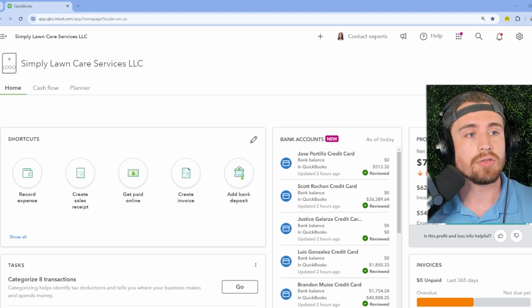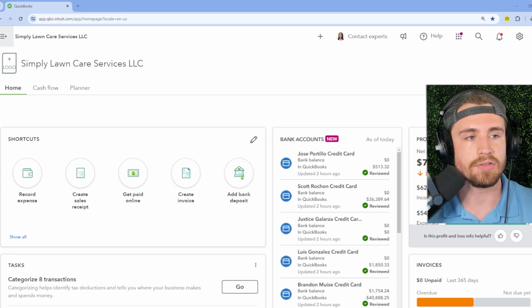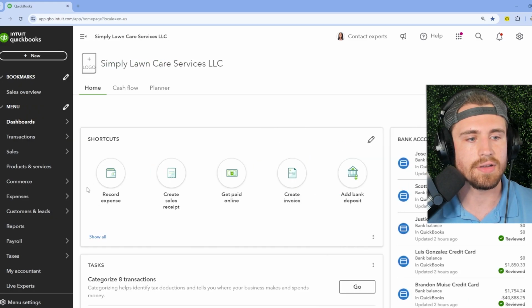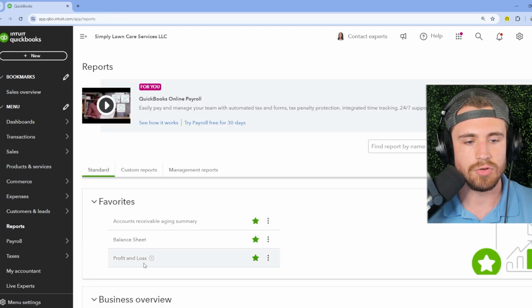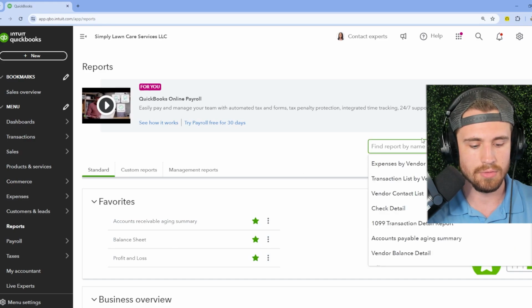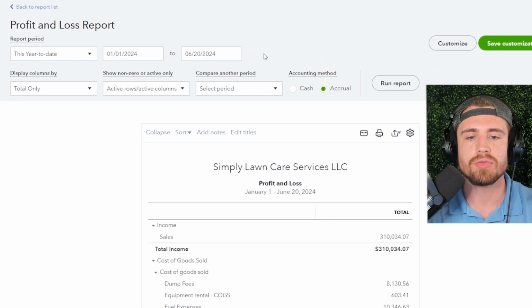And how you can get to your profit and loss is I'm on QuickBooks here. This is our bookkeeping software. How you get to it is you go up here, you go to reports, and then you go to profit and loss. If you can't find it, you just search it here. Profit and loss. How do you get a P&L?